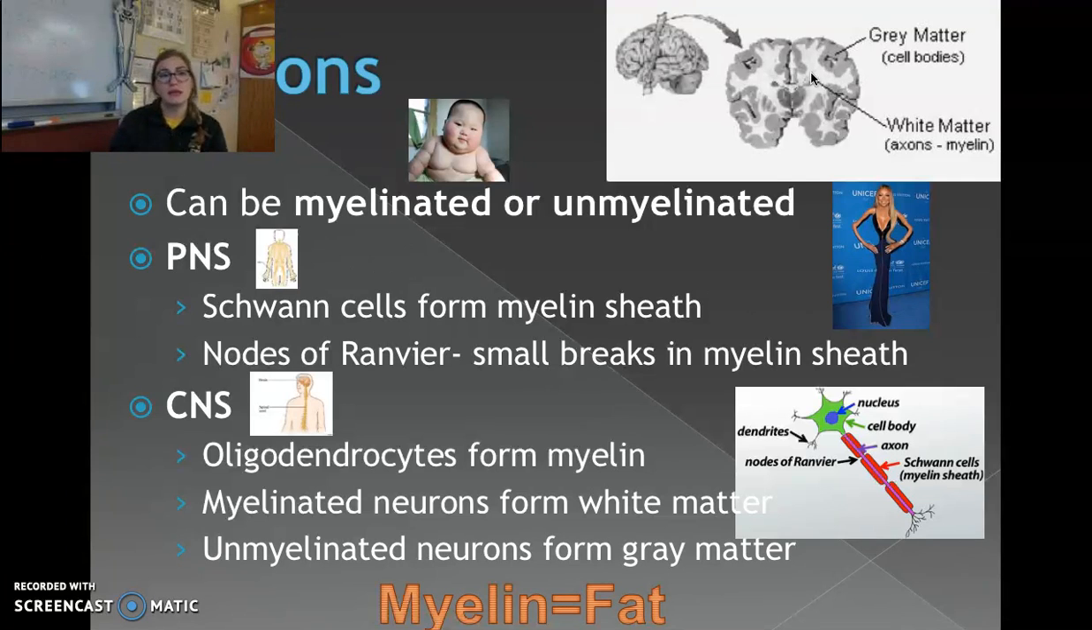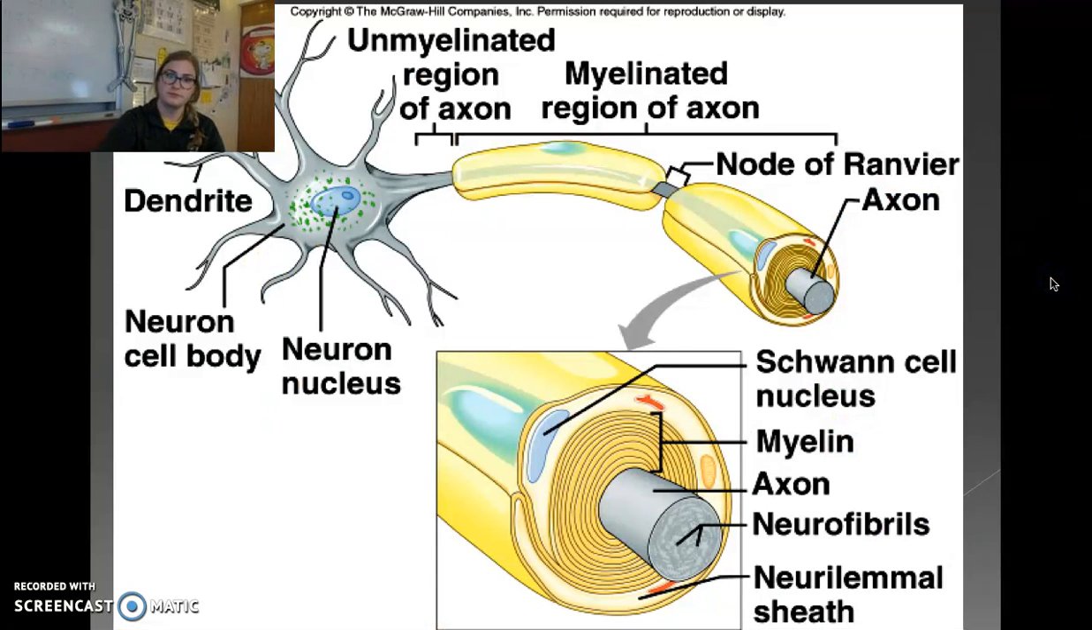So what we end up seeing within our brain is it's not how big your brain is, but how much gray matter, how many wrinkles you have in your brain, that is going to make you smarter. So, node of Ranvier, myelination, that fat, which is going to help the signal jump, and we're going to talk about that later on, about how that signal is able to jump. The dendrites collect the message, the cell body does a lot of the processing, and then it travels down the axon.